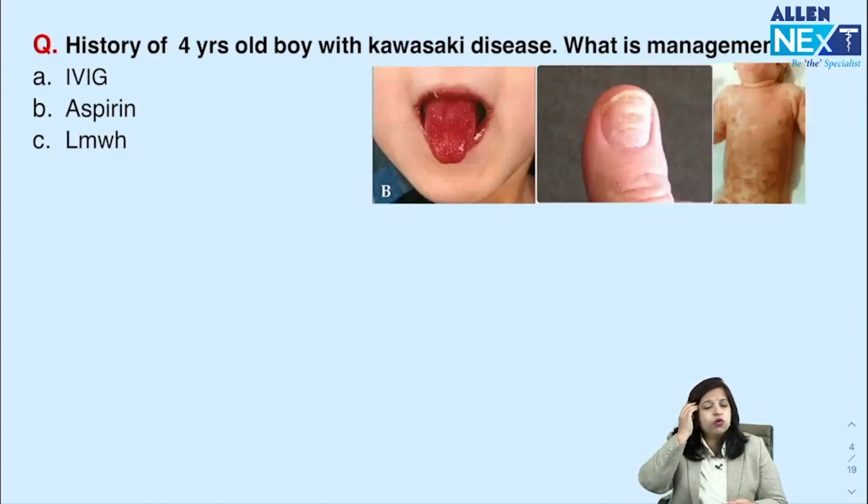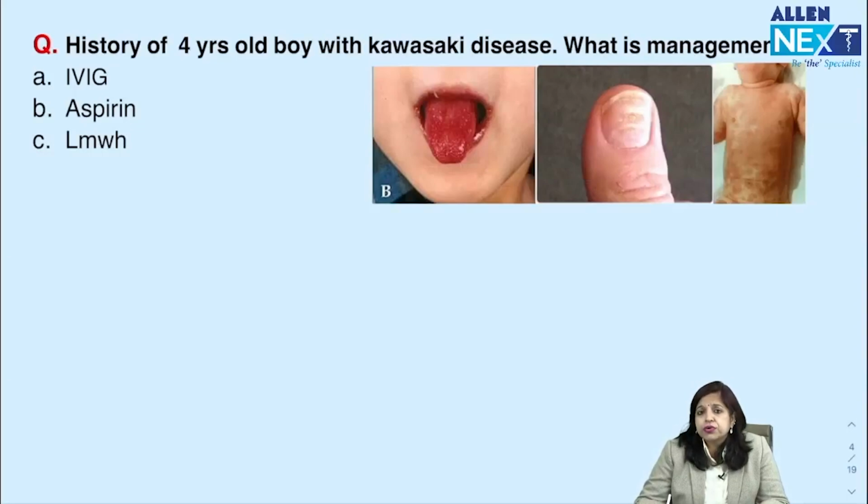So what do you give for treatment? Of course, the first and foremost is IVIG. In recall, I was also getting something written about myocardial infarction. Anyway, IVIG has to be given. That is first and foremost. So if there was only one choice and no combination of choices given in the final options, then we will definitely go for IVIG. But let me tell you, aspirin is also given.